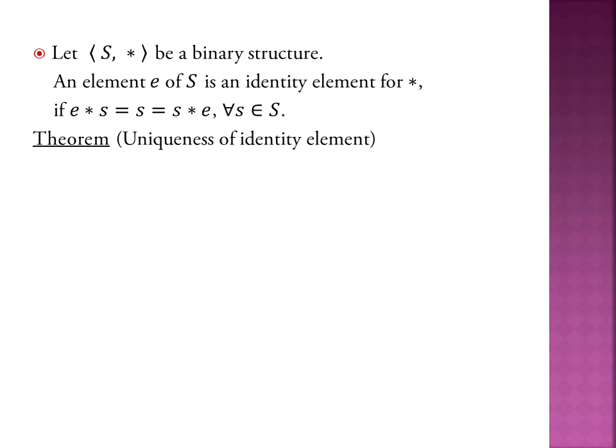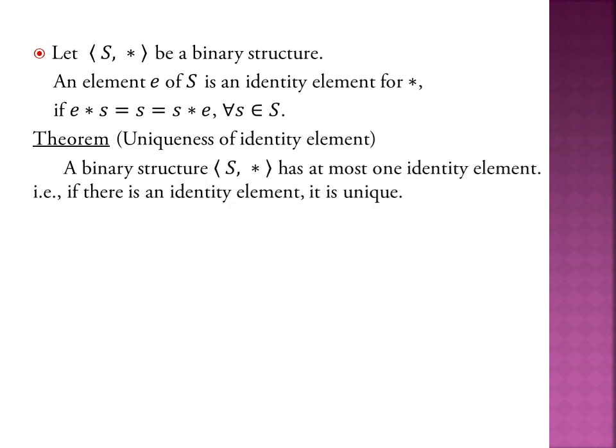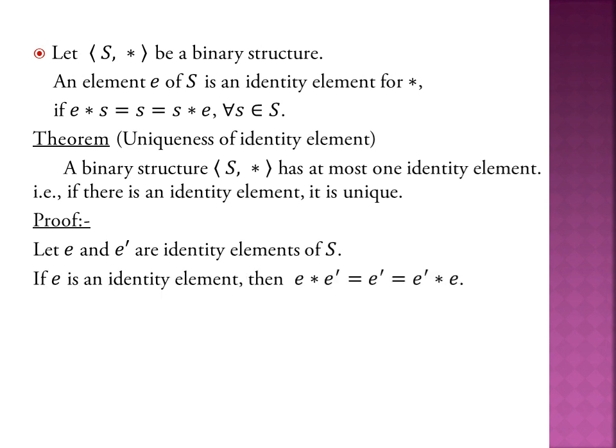Now we move on to a theorem named uniqueness of identity element. A binary structure S star has at most one identity element. That is, if there is an identity element, it is unique. Proof.